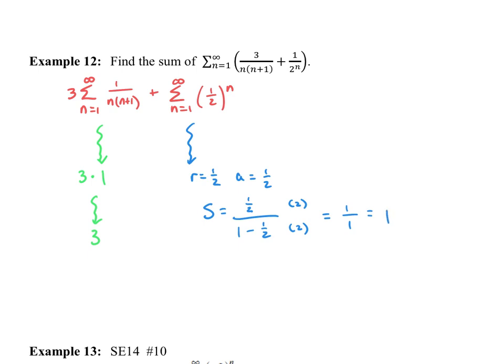All right, so we have two different series that are combined through addition. They both converge, which means we can use all these properties. And in the end, we have one series convergent to 3, and the other one is convergent to 1. And so together we get a series that converges to 4.